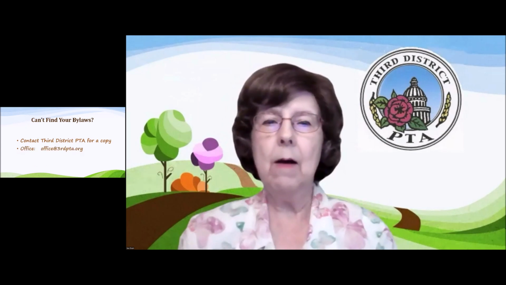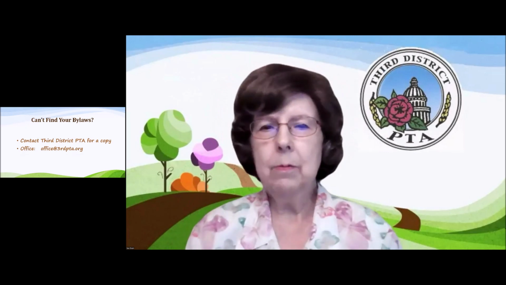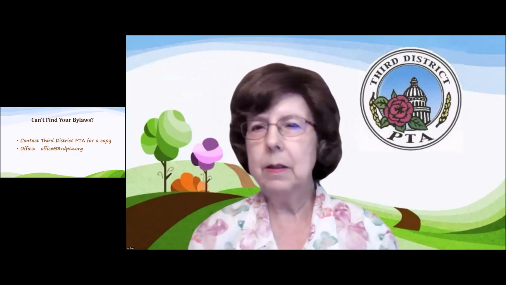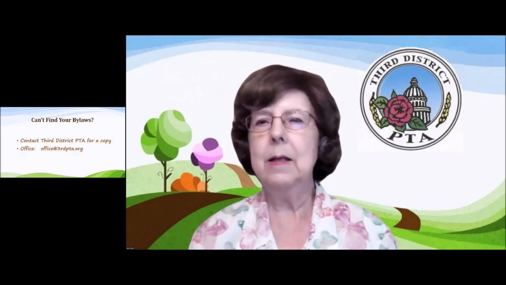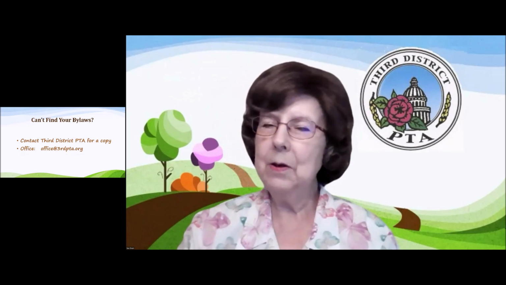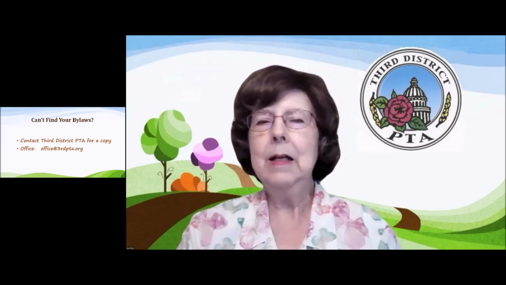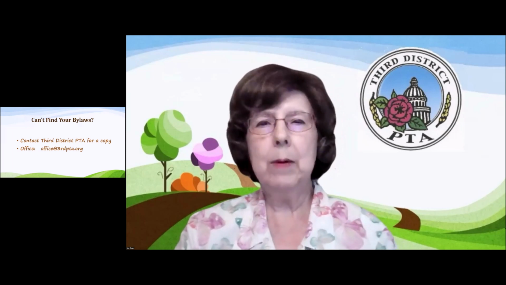You can email the office at thirdpta.org right now, and our office secretary can email you a copy. You also can email me directly, and at the end of this, there's a slide and you'll get my email address. You can contact me directly and I can email you a copy of your existing bylaws. Hopefully they're current, within the 5 years allotted, but if they're not, you're in the right place today to learn about how to update those bylaws.